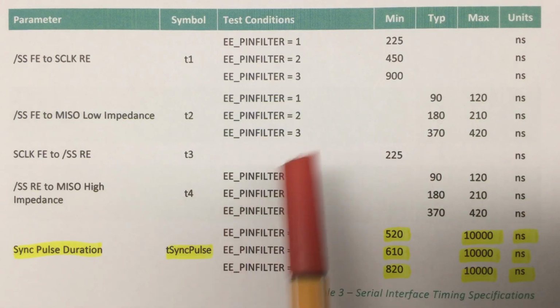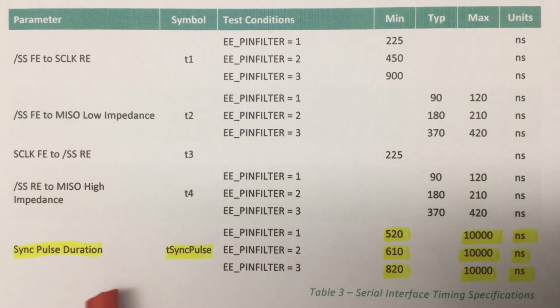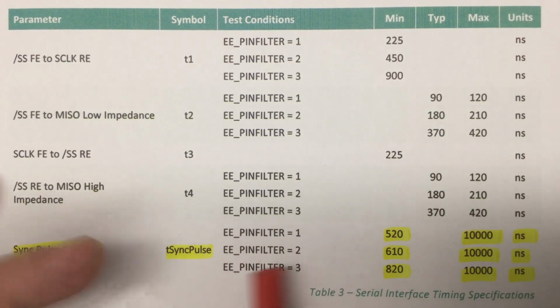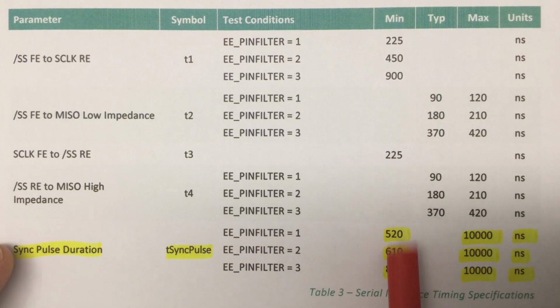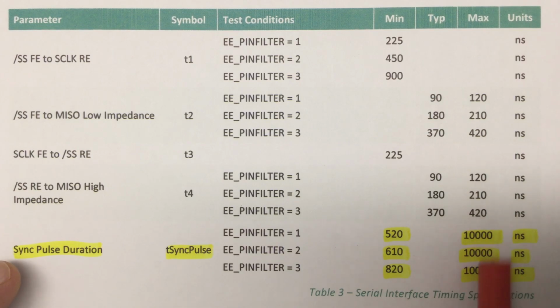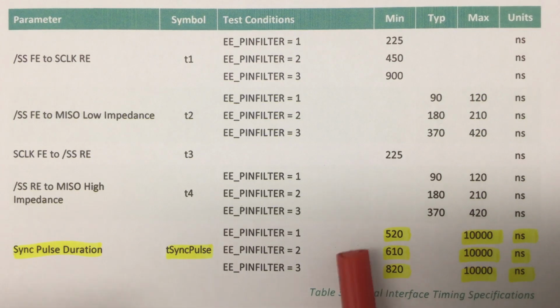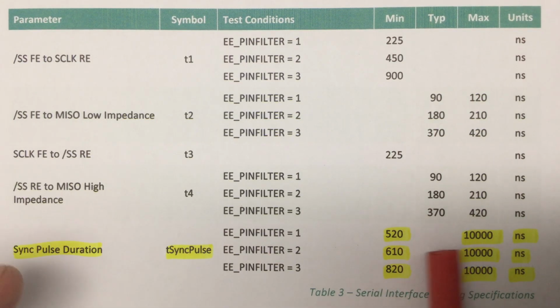Last but not least, the timings for that sync pulse. So depending on some internal setting, which we will talk about in a future video, the minimum length of that sync pulse on the slave select line is between 520 and 820 nanoseconds, and the maximum length is uniformly 10,000 nanoseconds, so 10 microseconds. In Arduino environment, I would say a sure bet is 1 microsecond.